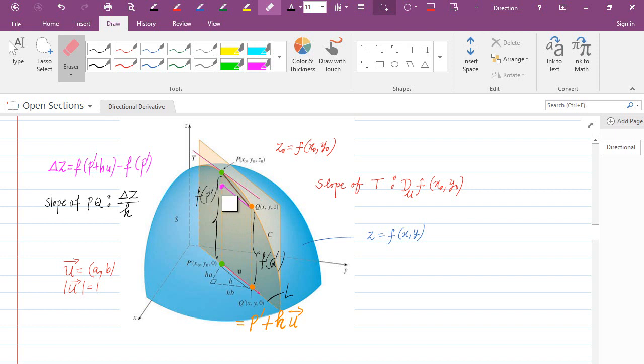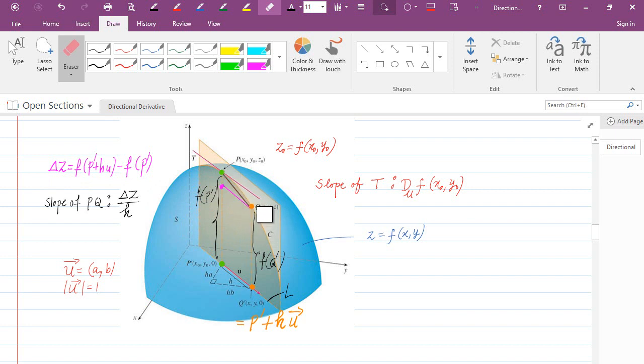What is the slope of the line PQ? Well, we need to find the change in height from P to Q. What's the change in height from P to Q? I'm calling that delta Z. Well, that would be the height of Q minus the height of P.